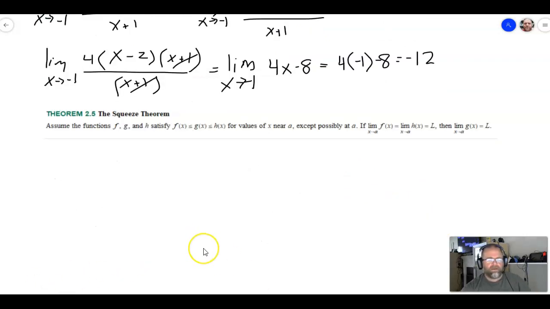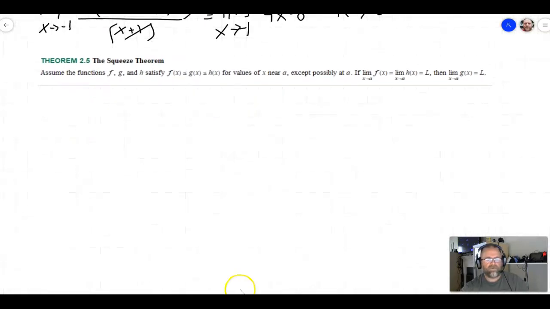All right, finally, I want to talk about theorem 2.5, and this is the squeeze theorem. It's a good name. It fits this well, and it says, assume that the functions f, g, and h satisfy this property, that g of x is really between f of x and h of x. So the function here is greater than or equal to f of x and less than or equal to h of x. So what does that mean? Let's talk about that real quick here.